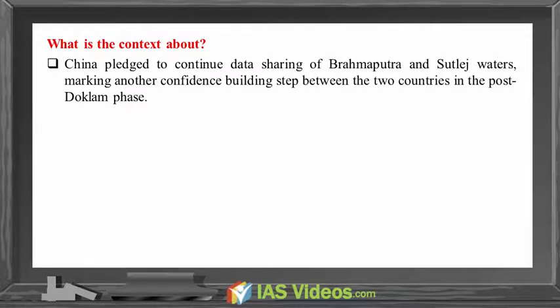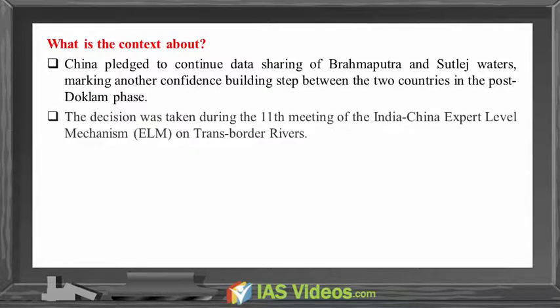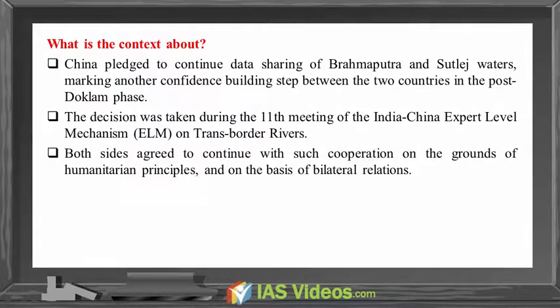China pledged to continue data sharing of Brahmaputra and Sutlej waters, marking another confidence-building step between the two countries in the post-Doklam phase. The decision was taken during the 11th meeting of the India-China Expert Level Mechanism on Trans-Border Rivers. Both sides agreed to continue with such cooperation on the grounds of humanitarian principles and on the basis of bilateral relations.